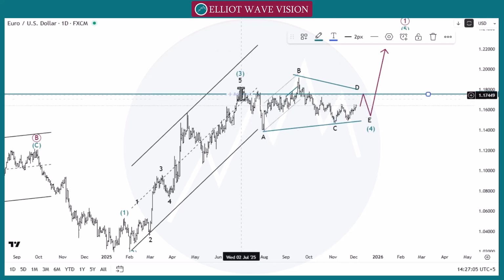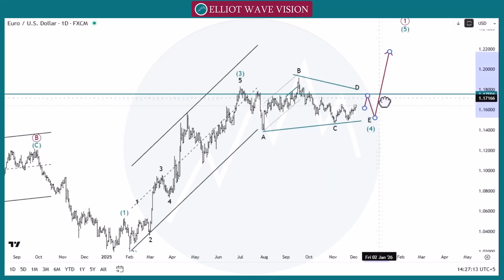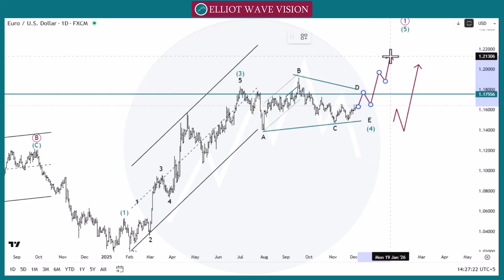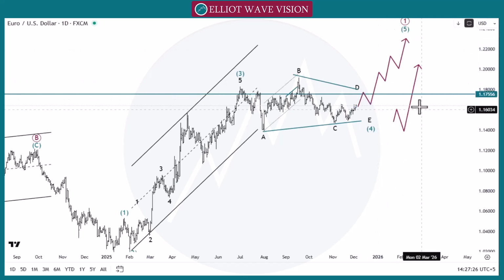We can count this move like A, B and C as a flat pattern or as a WXY. Now the market is ready to go towards the bullish side. That's also possible here. Market goes like wave 1, wave 2, wave 1, wave 2, 3, 4, 5, 4 and 5. That's also possible. But in both cases, we need to wait for this 1.18.